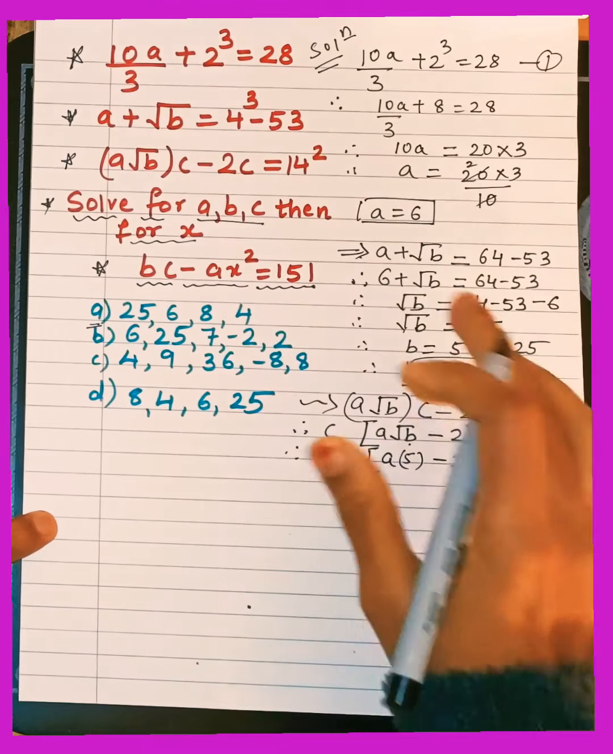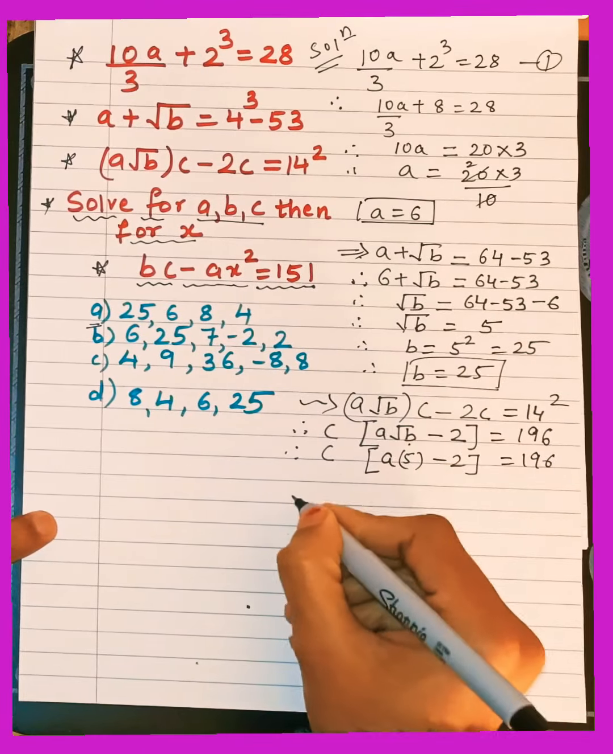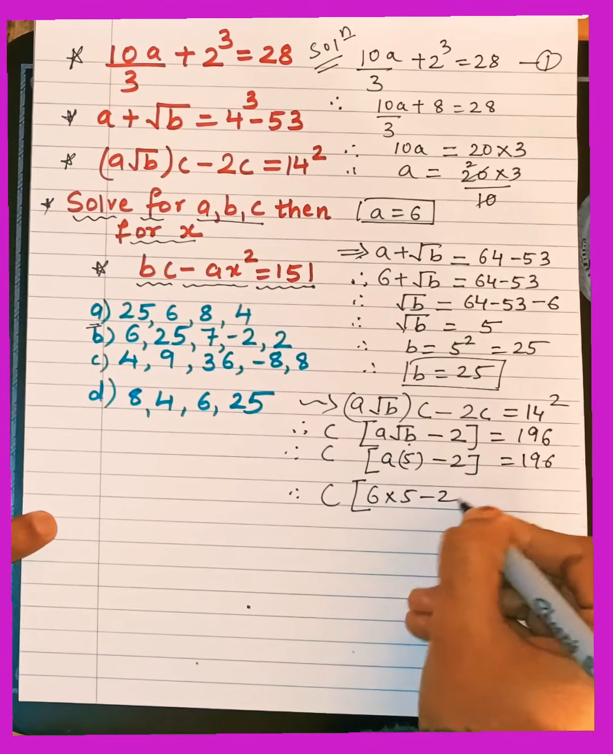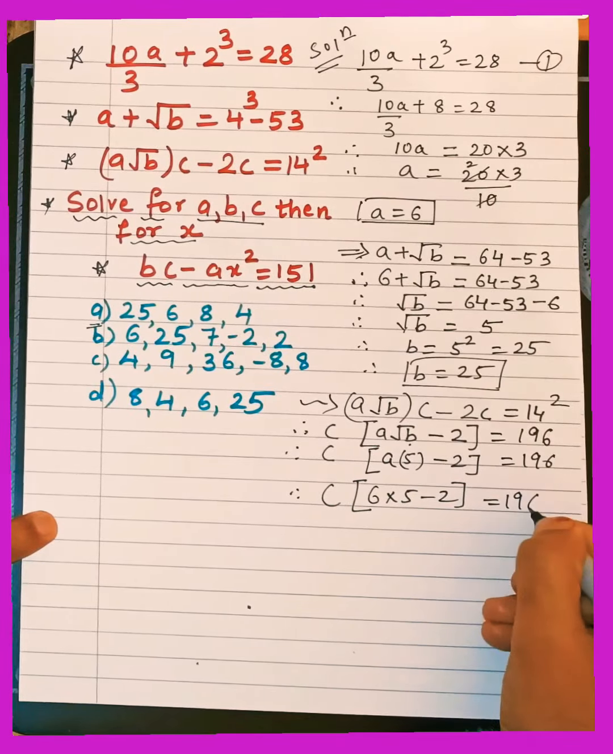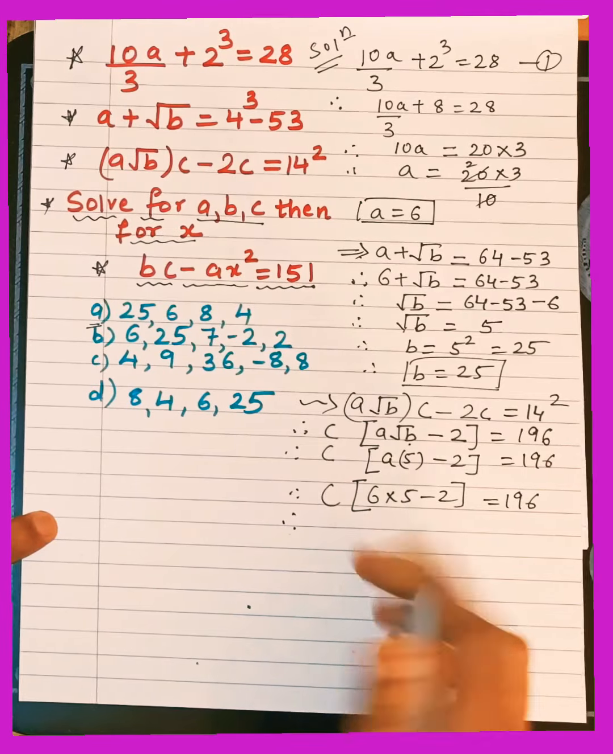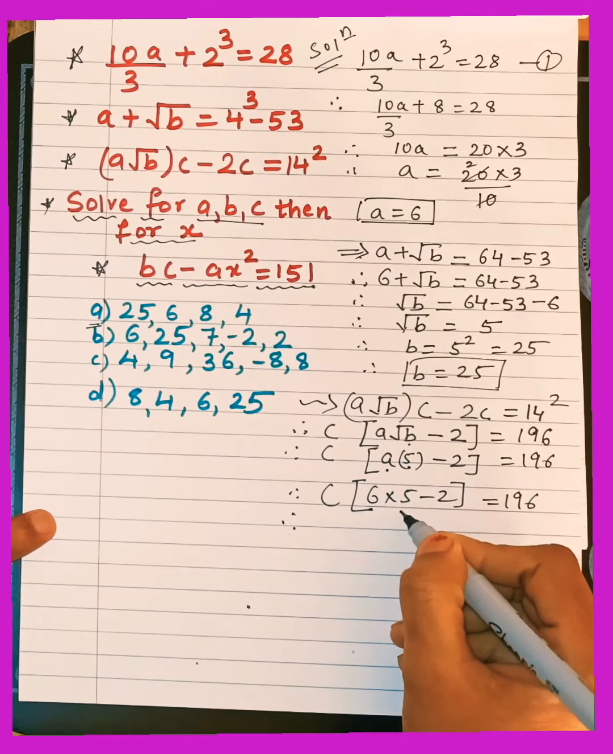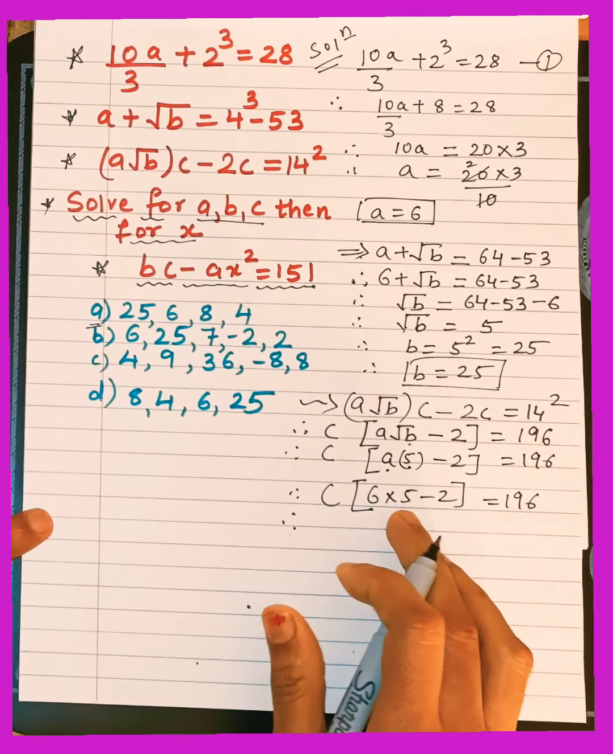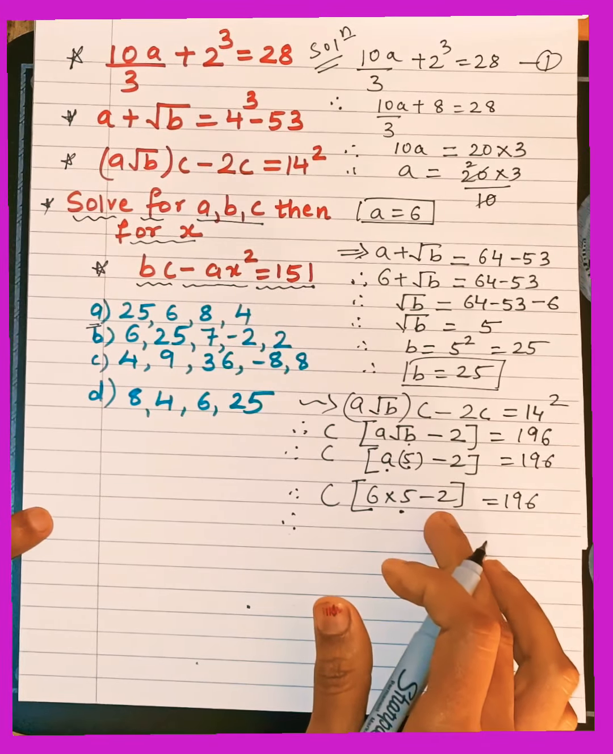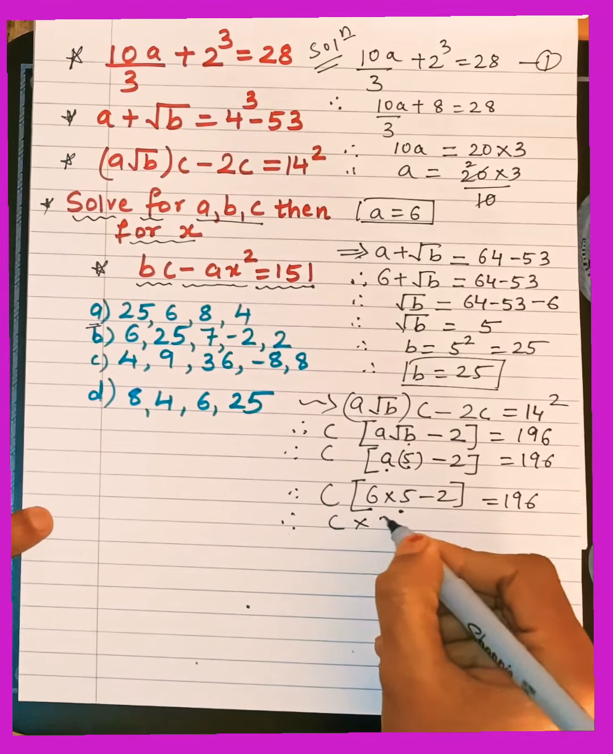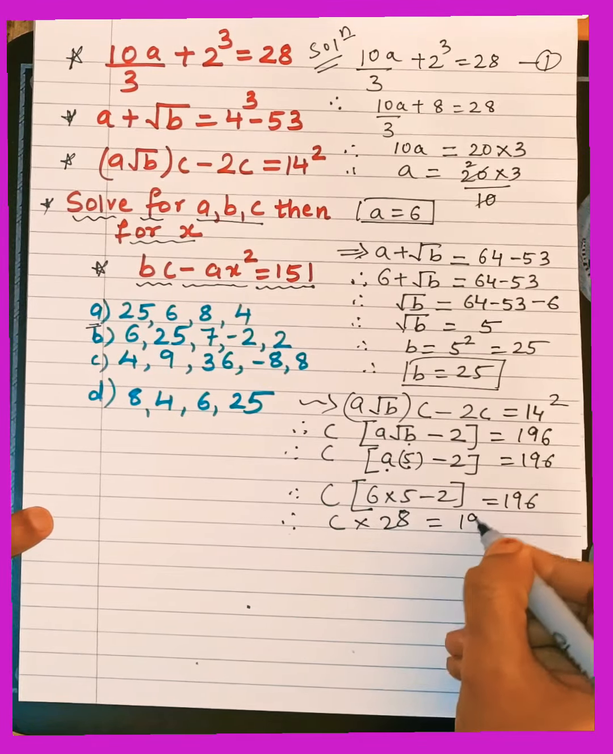Also, in place of a we can keep 6. So c into bracket 6 into 5 minus 2 equal to 196. Further, if you solve this, in place of a we are keeping 6 and in place of root b we are keeping 5. So 6 5s are 30, 30 minus 2 will be 28. So c multiplied by 28, so c into 28 equal to 196.